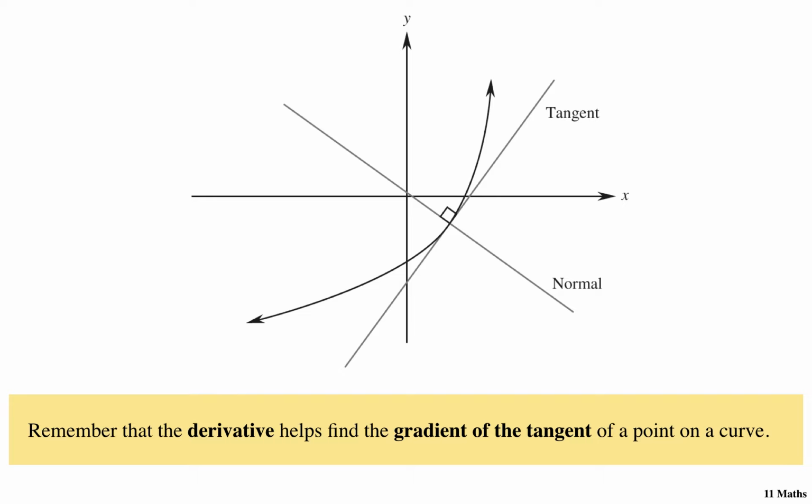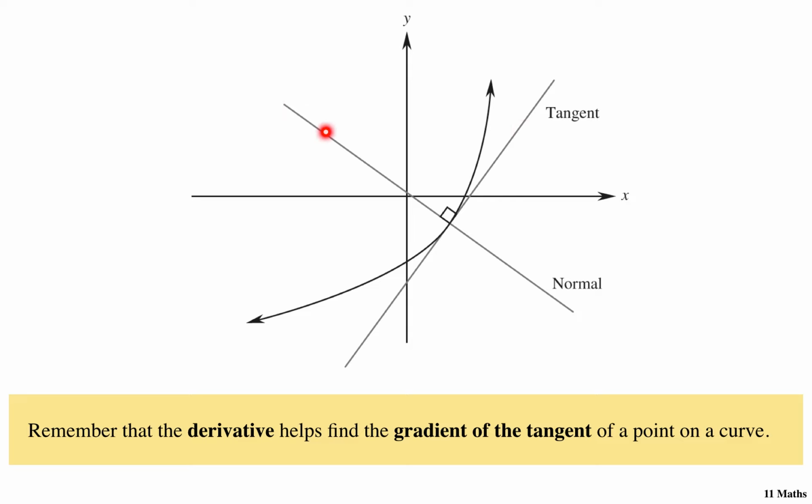Before we actually find any equations of any tangents or any normals, we need to remember that the derivative of a curve basically helps us find the gradient at any point. So the derivative is actually a formula. If we have a look at our curve here, it doesn't matter what the equation is. At this point just here, we have a tangent, and the derivative helps us find the gradient of the tangent.